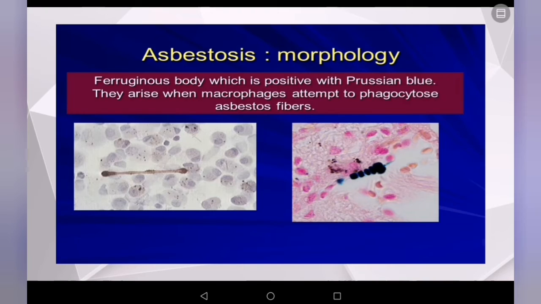So this is another example of asbestosis. Both of these are the asbestos bodies or the ferruginous bodies which are stained with Prussian blue stain. As you can see here, these are stained blue.